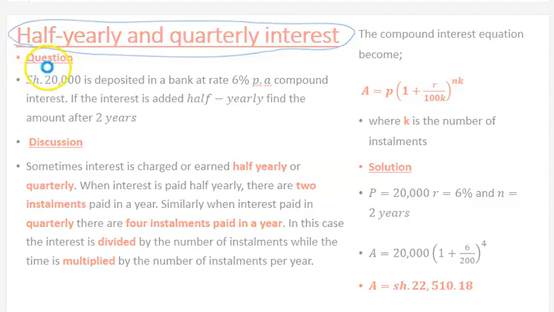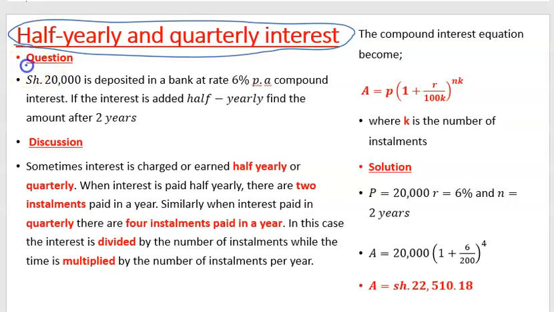So I'll approach this area using a question, and the question goes that shillings 20,000 is deposited in a bank at a rate of 6% per annum compound interest. If the interest is added half yearly, find the amount after 2 years. So I want us to master this term, half yearly. Find the amount of money after 2 years.